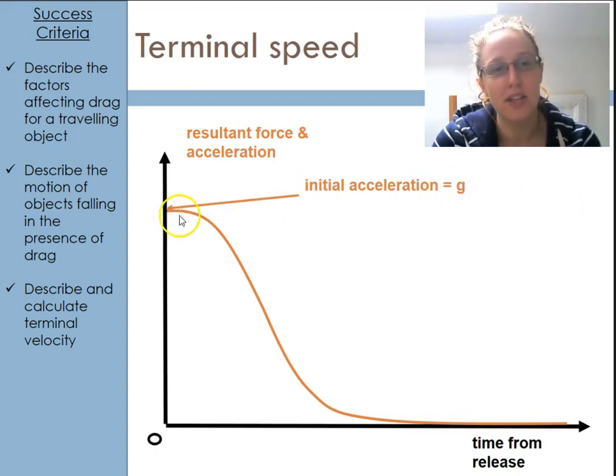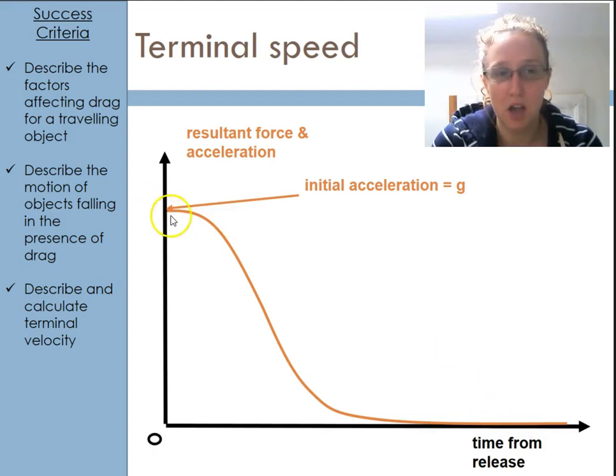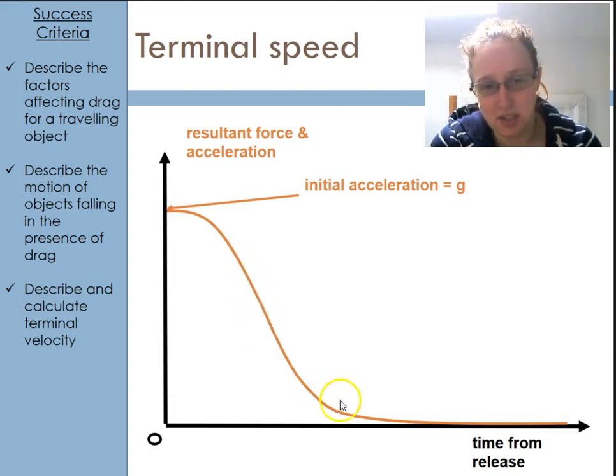That's slowly going to decrease because they're going to speed up because of the acceleration, which means that there will now be a drag force acting on them, which means that the resultant force gets smaller and smaller as they go faster and faster, and the drag gets bigger and bigger, until we reach a point where there is no resultant force on them anymore. So they start with a large resultant force and a large acceleration, and it decreases as they get faster.